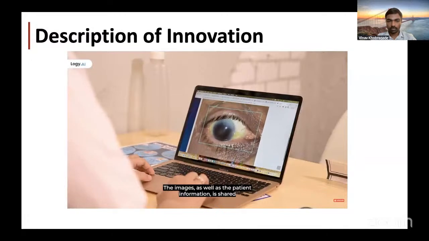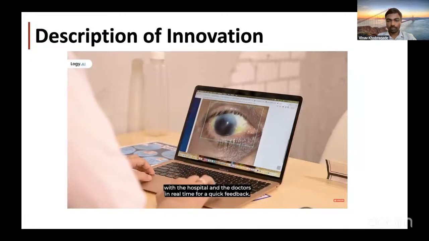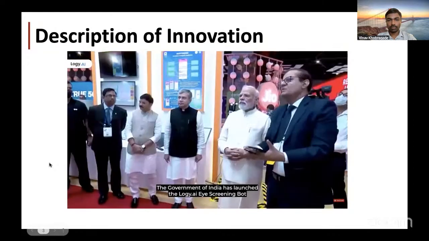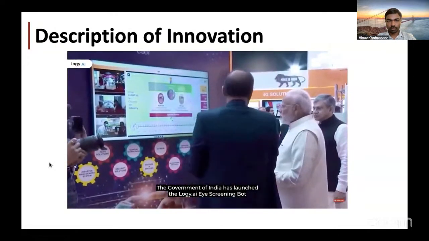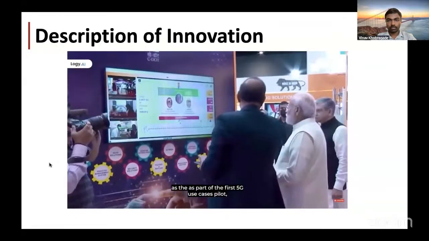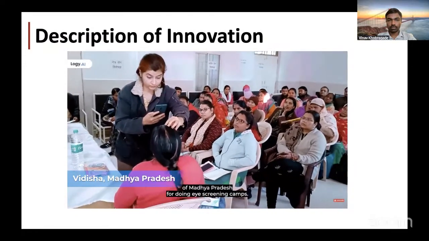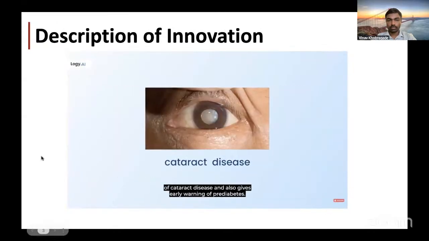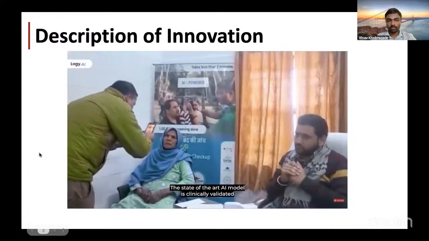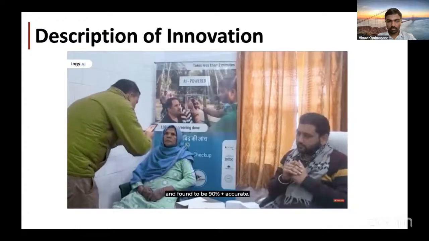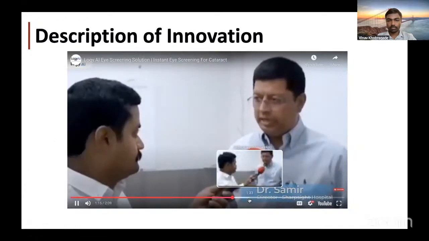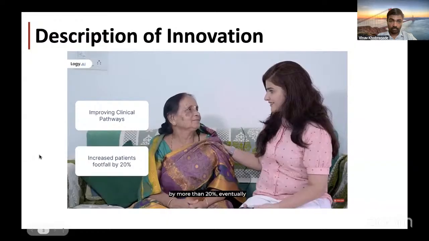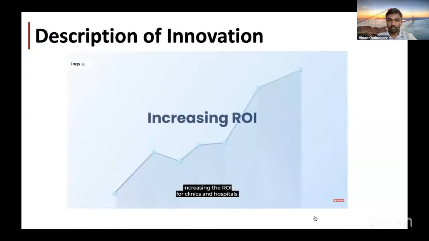The images as well as the patient information are shared with the hospital and the doctors in real time for a quick feedback. She also books an appointment from the Logi.ai bot with the hospital. The Government of India has launched the Logi.ai eye screening bot as part of the first 5G use cases pilot, and currently it is being used in Vidisha district of Madhya Pradesh for doing eye screening camps. The AI solution helps in the early prediction of cataract disease and also gives early warning of pre-diabetes. The state-of-the-art AI model is clinically validated and found to be 90% plus accurate. It creates doctor pathways for clinics and hospitals and helps increase the patient footfall by more than 20%, eventually increasing the ROI for clinics and hospitals.